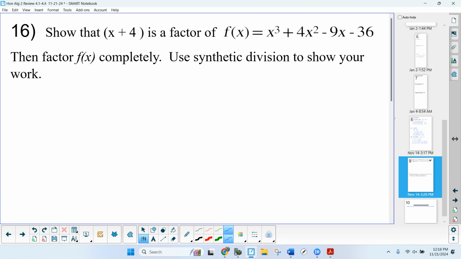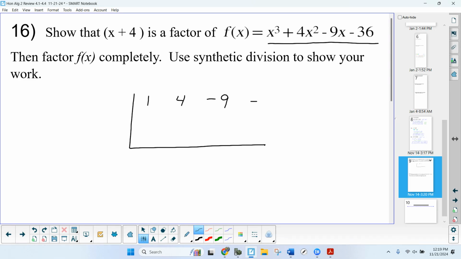So what do I do to show that this is a factor of f of x? Synthetic division, okay? Is it in standard form? Do I have any holes? No. So what are my coefficients? 1, 4, -9, -36. Okay? What goes on the outside when you set that equal to 0? -4.